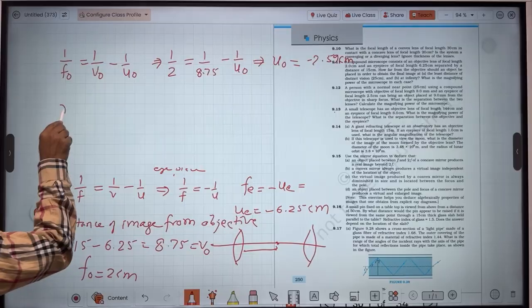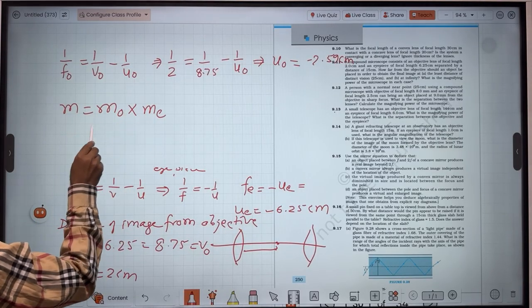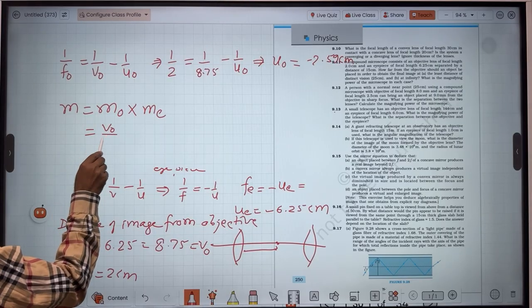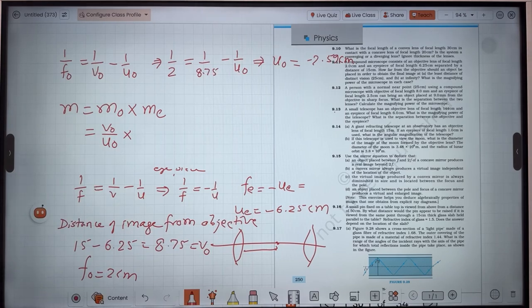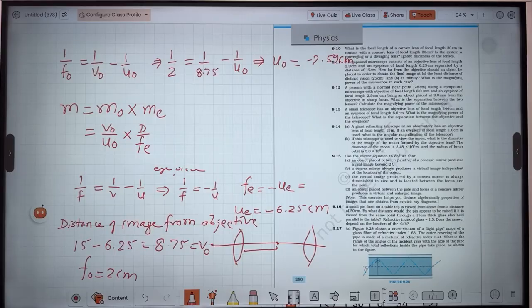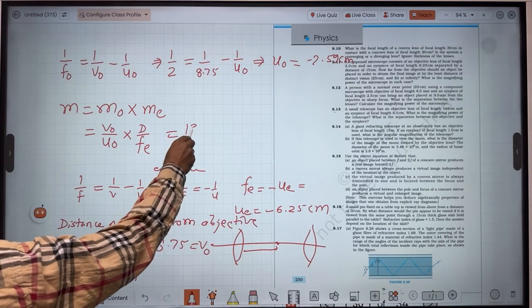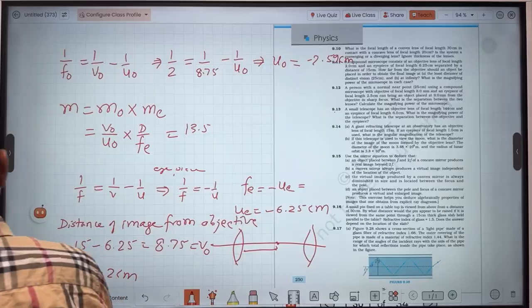Now what is left? Magnification again, M equal to MO into ME. So this will be VO upon UO, and here it will be just D upon FE. Putting the values of VO, UO, D and FE, we will get 13.5. Answer will be 13.5. You can do the calculation. It's simple. Now let's go to next question.